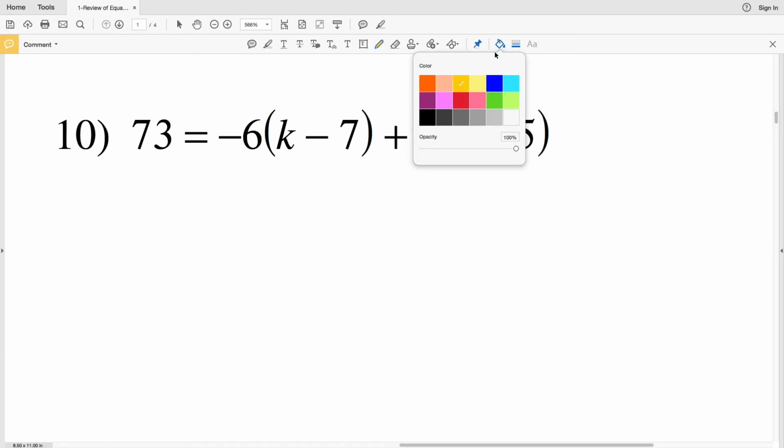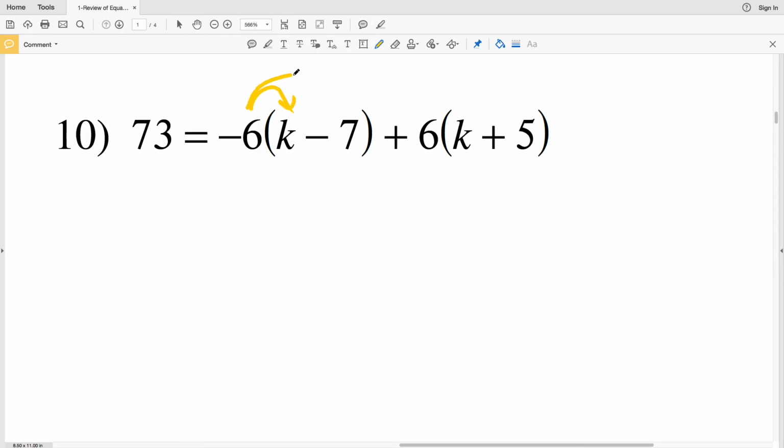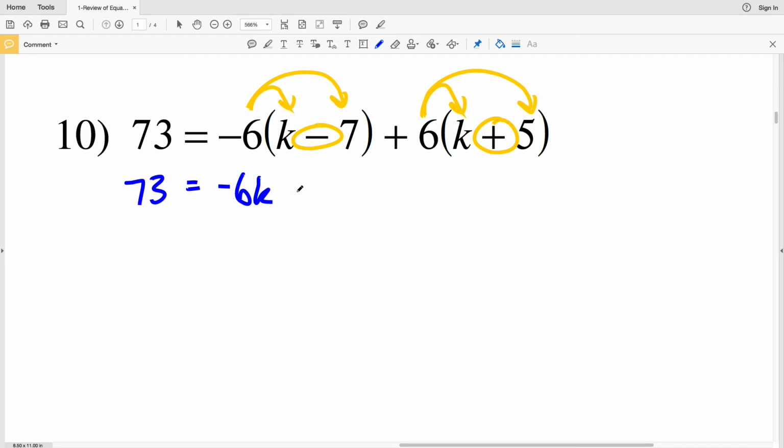Number 10, again, we have distribution. We have to distribute the negative 6, and we have to distribute the 6. In the first distribution, we have subtraction in between the terms, and in the second, we have addition. So rewriting 73, that's going to be equal to negative 6 times k, which is negative 6k, minus negative 6 times 7, which is negative 42.